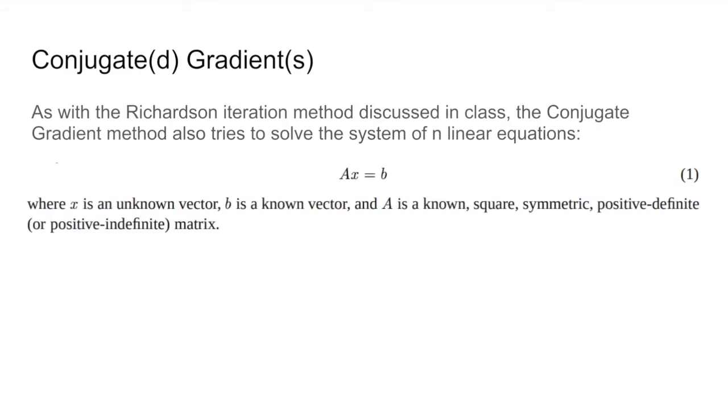Conjugate gradient. As with the Richardson iteration method discussed in class, the conjugate gradient method also tries to solve the system of n linear equations, denoted by Ax = b, where x is an unknown vector of size n, b is a known vector of size n as well, and A is also a known square symmetric positive definite matrix of size n by n, similar to the setup we had in class for the Richardson iteration method.